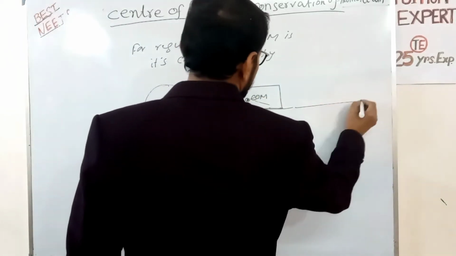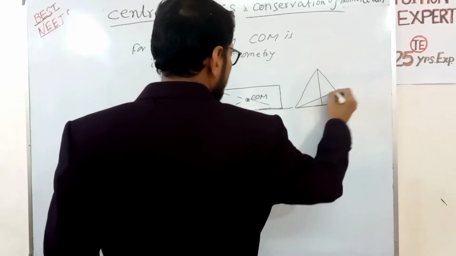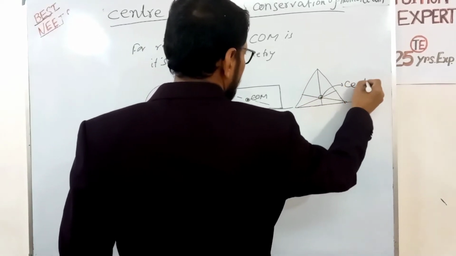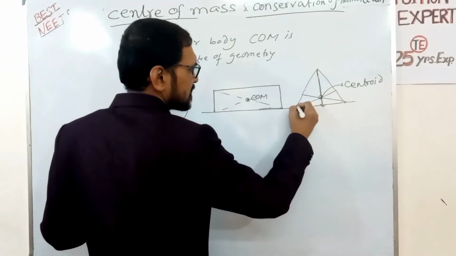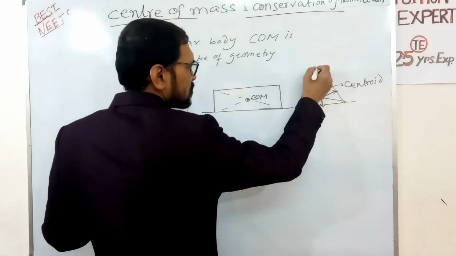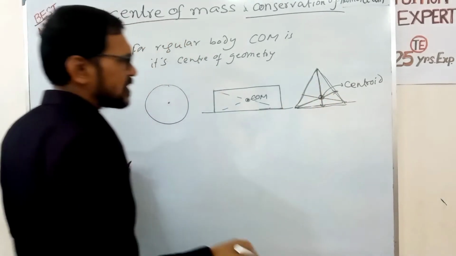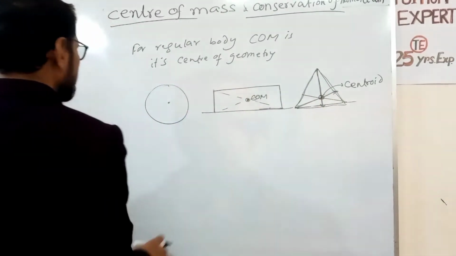And if an equilateral triangle is considered, then the center of mass is the centroid. What is the centroid? Centroid means where the medians intersect. This is a median, this is a median, so the intersection of the medians is the centroid. So for a triangular lamina, the center of mass is its centroid. So the center of mass of a regular body is its geometrical center.